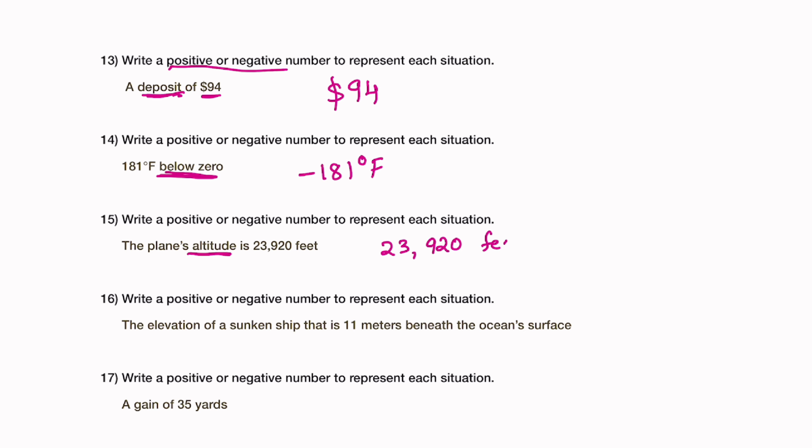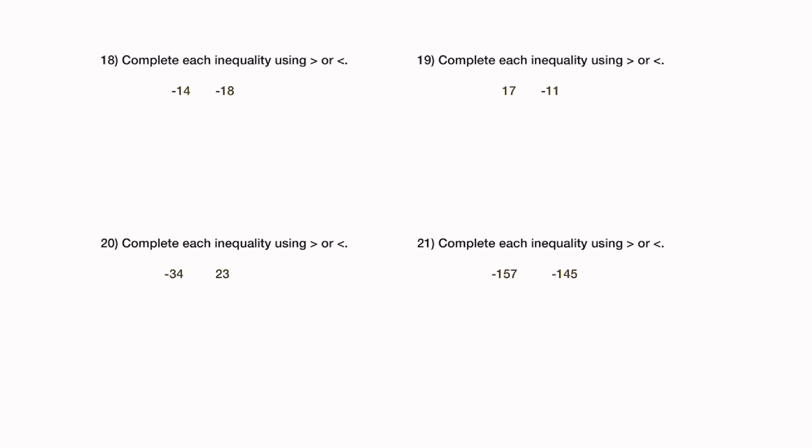So we simply write 23,920 feet. So it says the elevation of a sunken ship that is 11 meters beneath the Earth's surface. Beneath. So it is minus 11 meters, right? It's beneath, so it's minus. A gain of 35 yards, gain. So of course it's positive, so we simply say 35 yards. Simple, right? Let's go to the next ones.